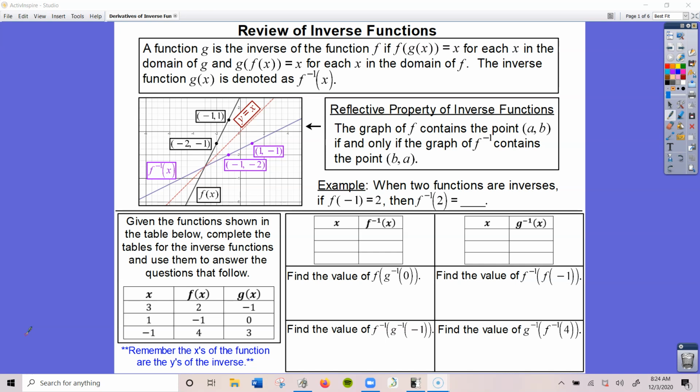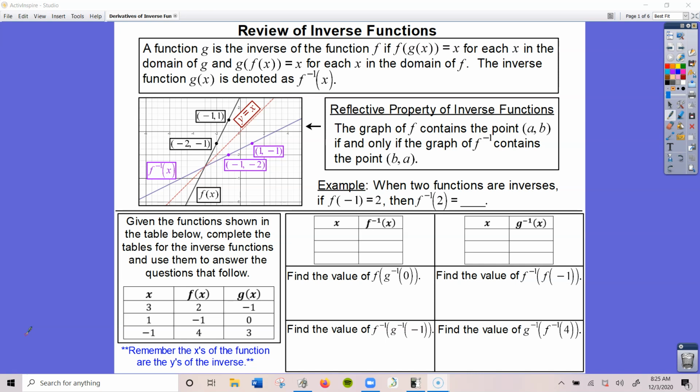Hey guys, today we're going to look at how to find the derivatives of inverse functions. And in order to do that, we're going to go ahead and review what an inverse function is. Now, as a reminder, an inverse function is when you have the x and the y values of a function switch for the inverse. So what was the x for the function is the y of the inverse, and what was the y of the function is the x of the inverse.